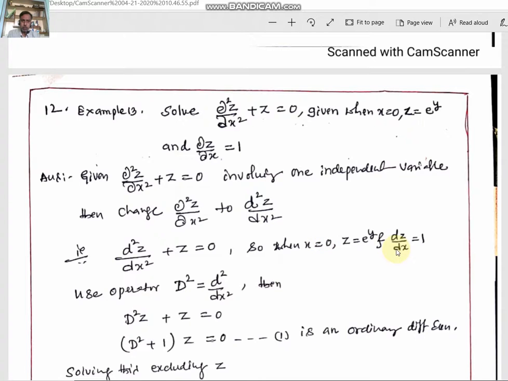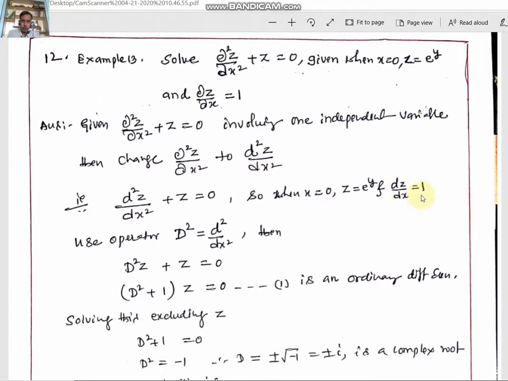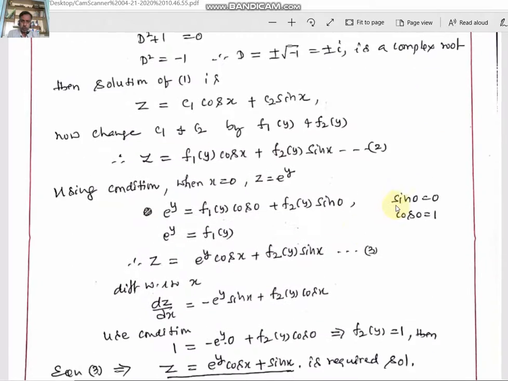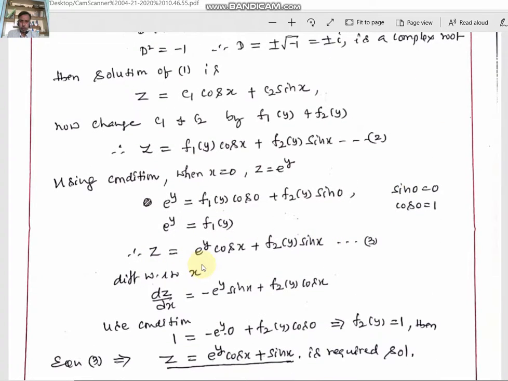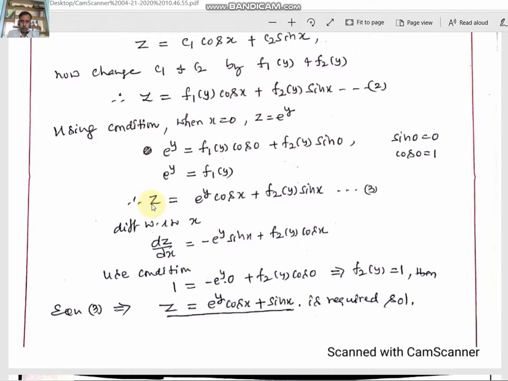In the data it is given that dou z by dou x is equal to 1, or in transformation dz by dx is equal to 1 when x is equal to 0. So we need dz by dx. Therefore for that purpose you differentiate this one. z is equal to e power y cos x plus f2(y) sin x, differentiated with respect to x. Then dz by dx is equal to e power y written as it is, same constant, cos x derivative minus sin x, plus f2(y) as it is, sin x derivative cos x.